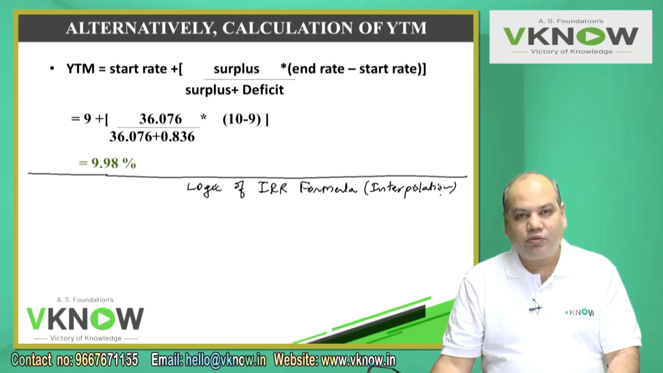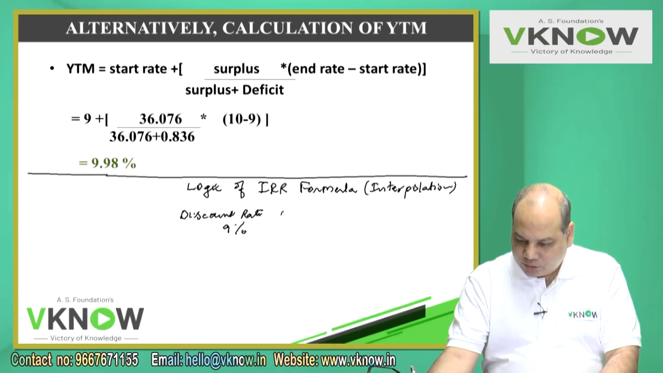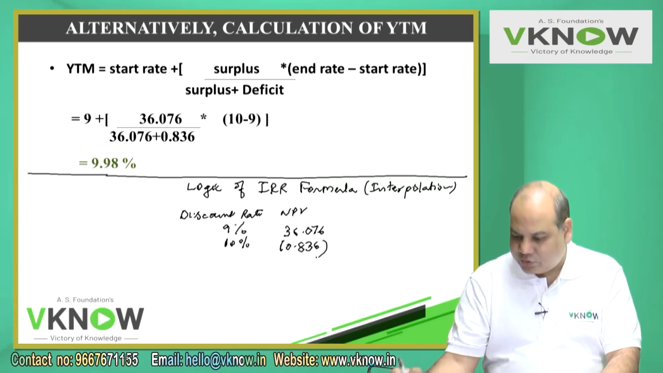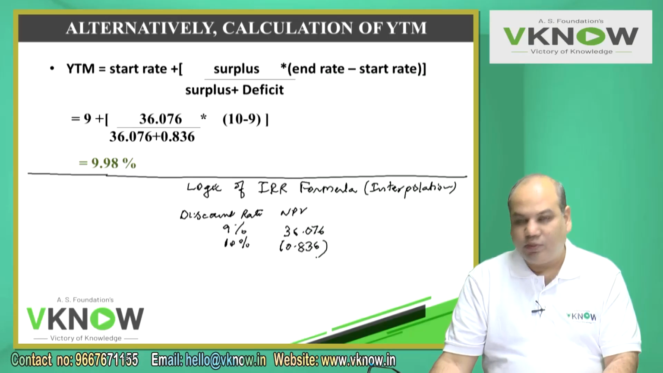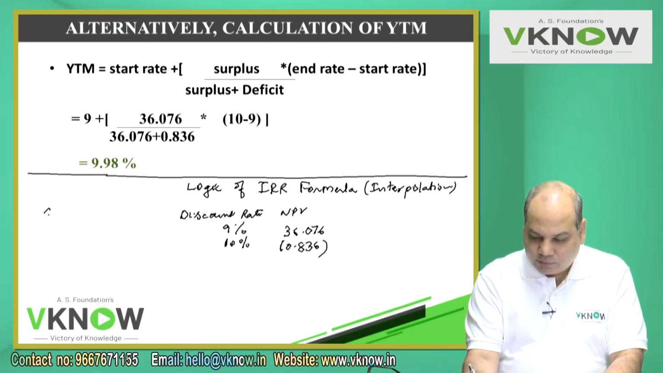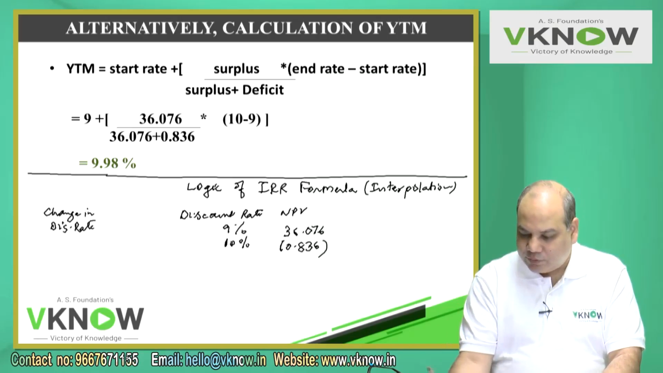Let us see. When the discount rate was 9%, the NPV was 36.076, right? And when the discount rate was 10%, the NPV was negative 0.836. Now you see here, I will write on the left side. What is the change in discount rate? Change in discount rate from 9 to 10 is 1%. What is the change in NPV?